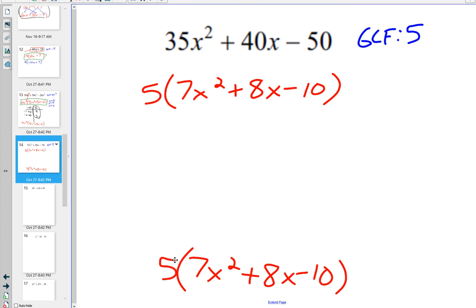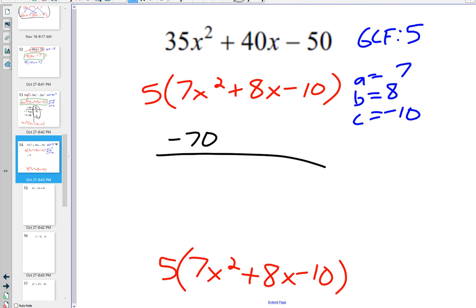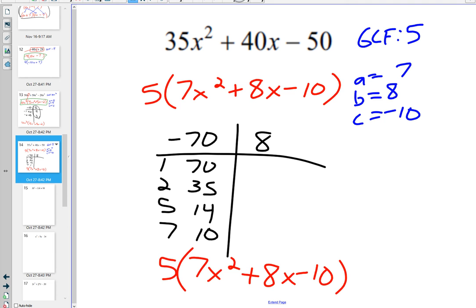Okay? But that doesn't mean it can't be factored. It just means we gotta try a chart. So 7, 8, and negative 10. 7 times negative 10 is negative 70. The second column is just gonna have the 8 on top. What are all the numbers that can multiply to get 70? 1 and 70, 2 and 35. 3 doesn't work, 4 doesn't work, 5 works with 14, and 7 and 10.